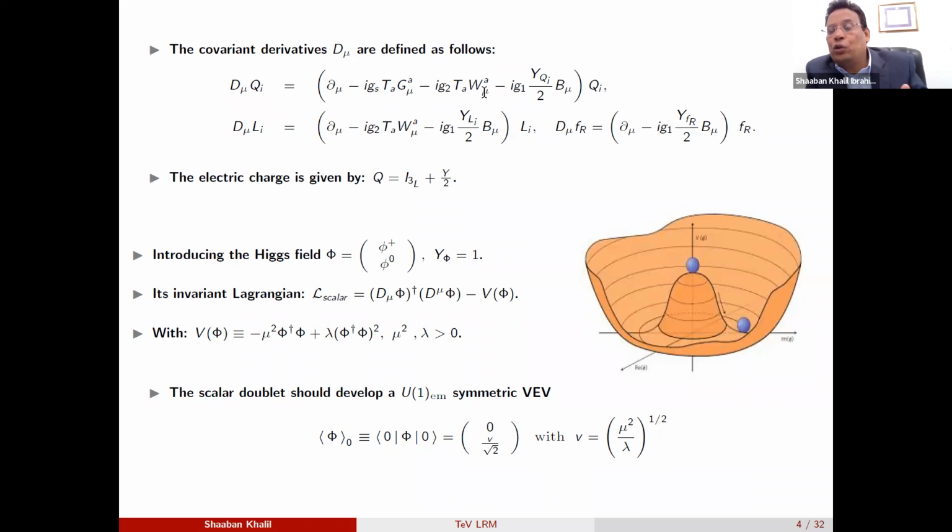and the photon is massless because this is a long range force. But the W mu A in general, which will become W and Z after a while, should be massive because this is really a short range force, and for a short range force like the weak interaction, the gauge boson should be massive.